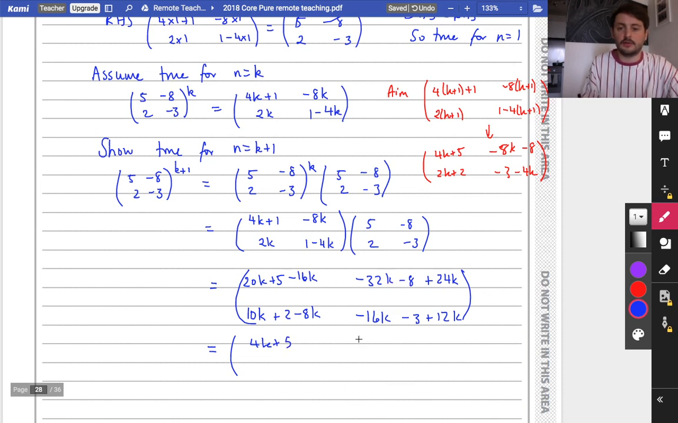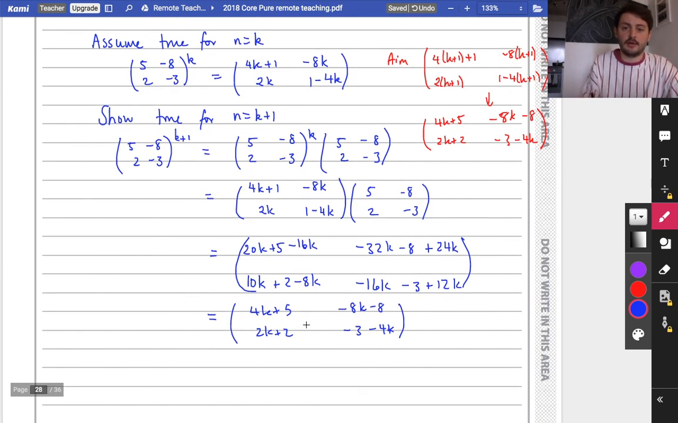This simplifies to minus 8k minus 8. This simplifies to 2k plus 2. This simplifies to minus 4k minus 3, but minus 3 minus 4k. Which we can then copy out as that one that we've got at the top. So that's 4k plus 1, minus 8k plus 1, 2k plus 1, and 1 minus 4k plus 1.